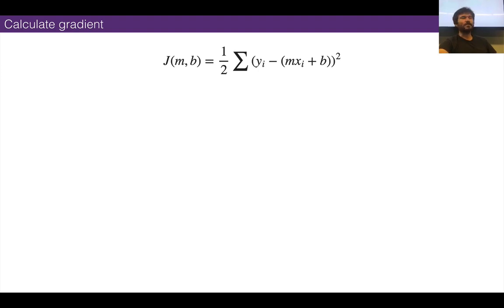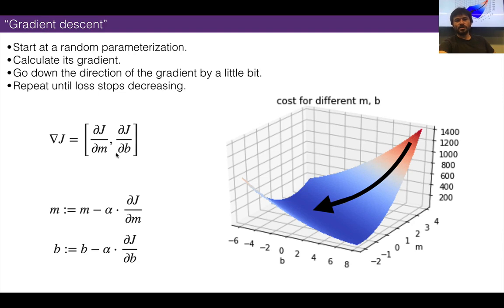So how many people here have taken calculus? Okay, well, then this should all be familiar to you. You've taken calculus, so you know the gradient. So what is the gradient? The gradient is just the vector whose elements are the partial derivatives of the loss function with respect to each parameter. Our parameters are m and b. So basically the derivative of J with respect to m and the derivative of J with respect to b, right? That gives us the way that the error changes with respect to each individual parameter.